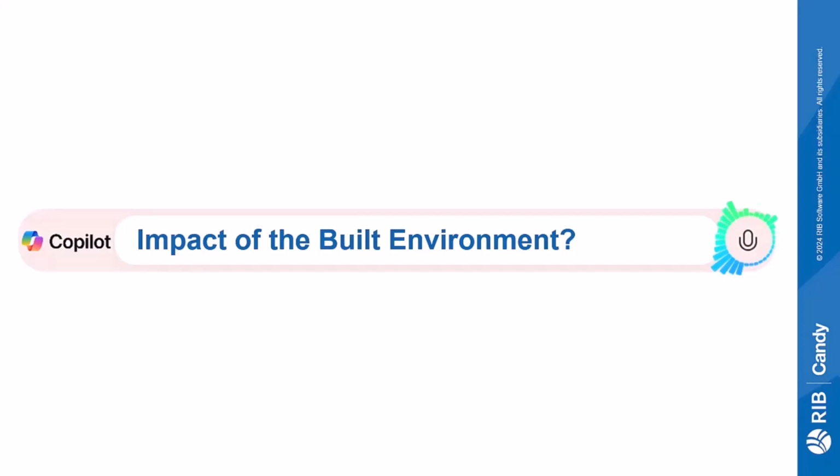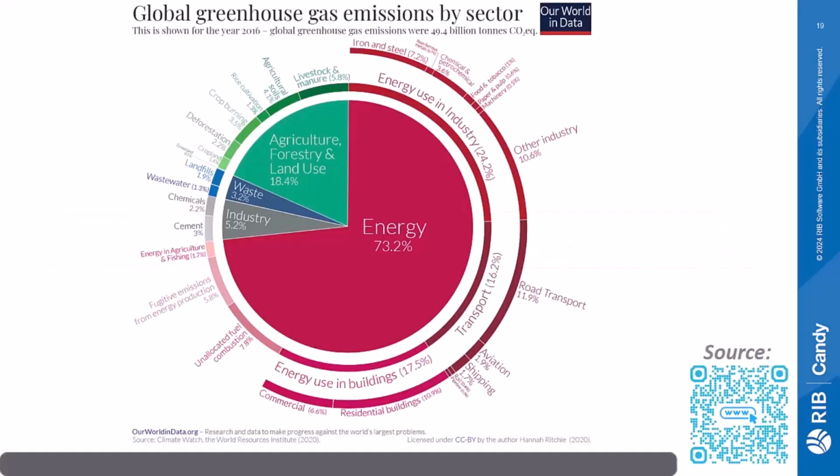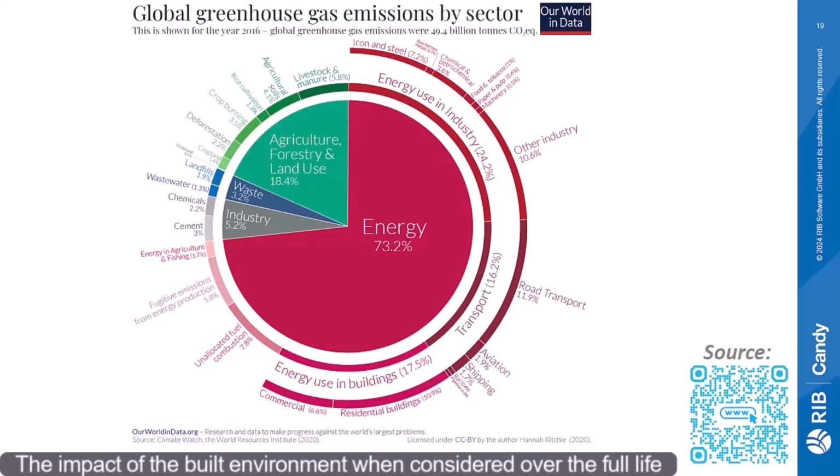So then what is the impact of the built environment? The impact of the built environment. When considered over the full life cycle, including embodied carbon, the impacts of the built environment are spread across nearly every sector of the economy. Many of the materials we use in construction, such as concrete and steel, make up large proportions of industrial emissions. When building materials are shipped to processing facilities, construction sites, or landfills, those emissions are tracked as transportation emissions.